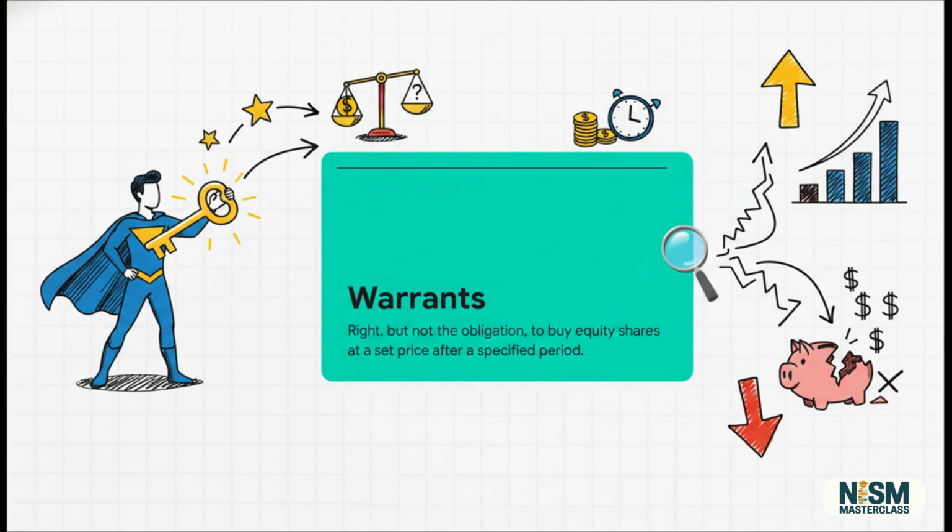Next up, we have warrants. The absolute most important words you need to remember here are right, but not the obligation. A warrant basically gives you a superpower. It gives you the right to buy equity shares at a fixed price in the future. So if the market price suddenly skyrockets, you exercise your right and buy them cheap. But if the market crashes, you just walk away. You have zero obligation to actually buy them.